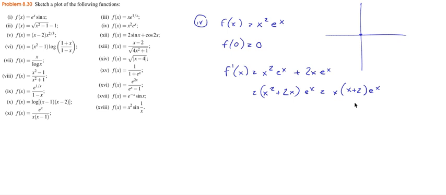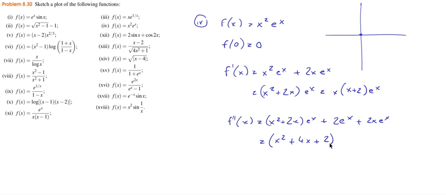So we have two different points where the derivative is 0: at 0 and at minus 2. Let's compute the second derivative to see what happens with these two. So we have again x squared plus 2x times e to the x, and then plus 2x plus 2 times e to the x. So in other words, this is x squared plus 4x plus 2 times e to the x.